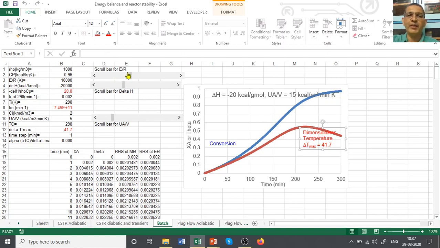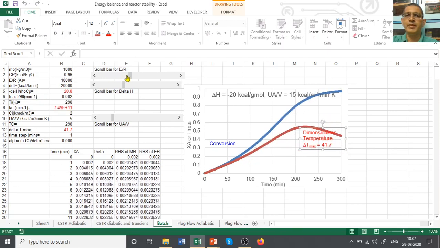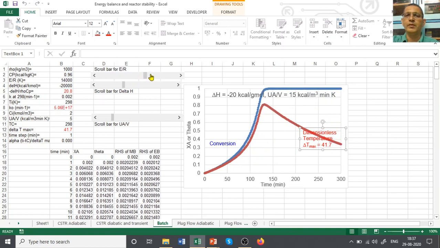If you change E by R, you make the reaction less sensitive to temperature or more sensitive to temperature. If I make it less and less sensitive to temperature, the peak is smaller and smaller. If I increase E by R, the reaction is becoming more sensitive. Now you see this behavior. At 120, 130 minutes, temperature is maximum and it reduces. You see the peak temperature is 80% of 41. 80% of 41 means it is about 30 degrees centigrade. Increase it a little further.